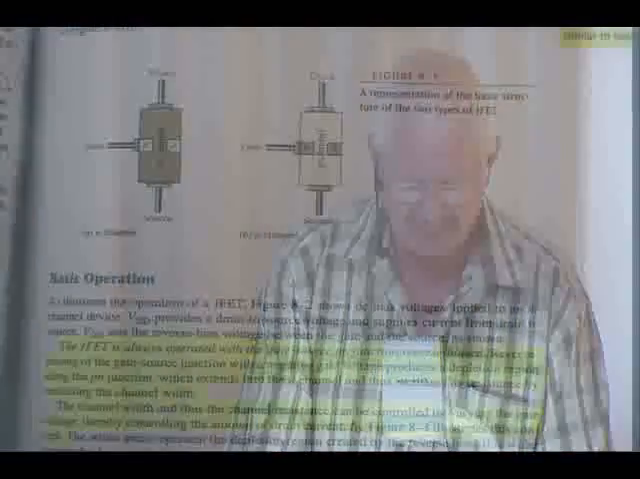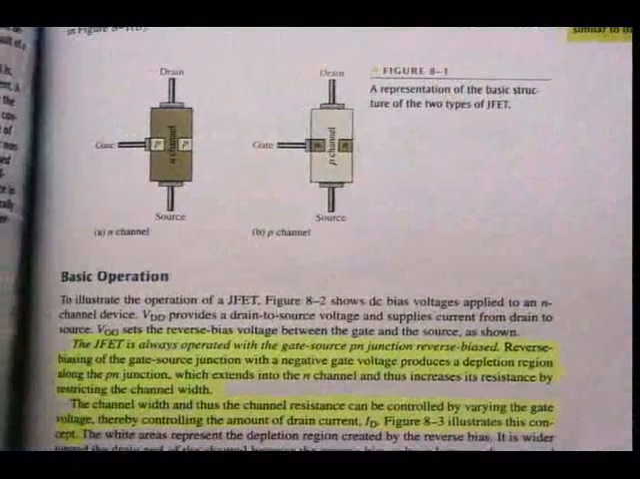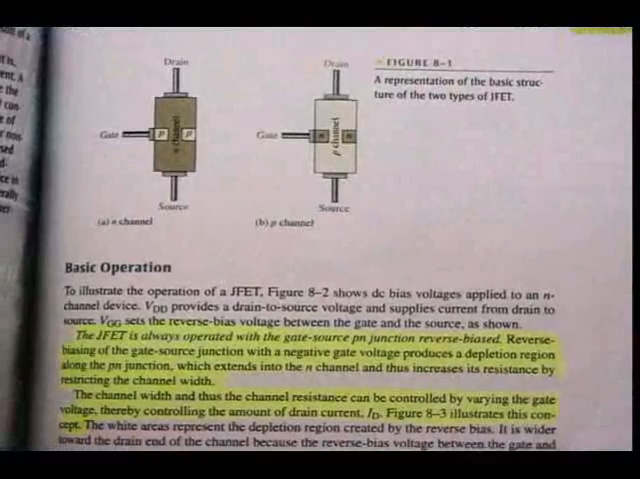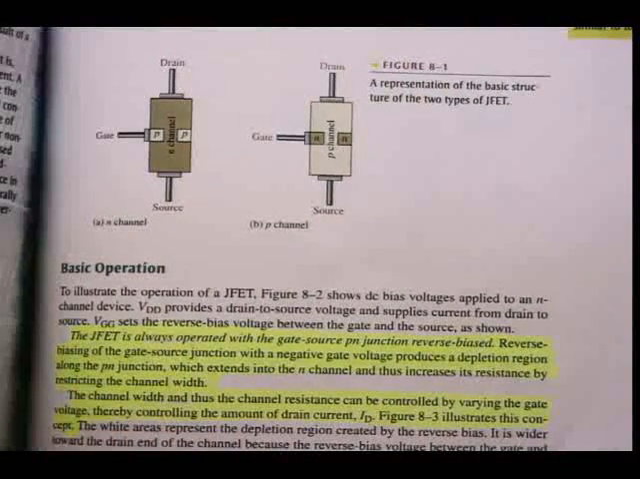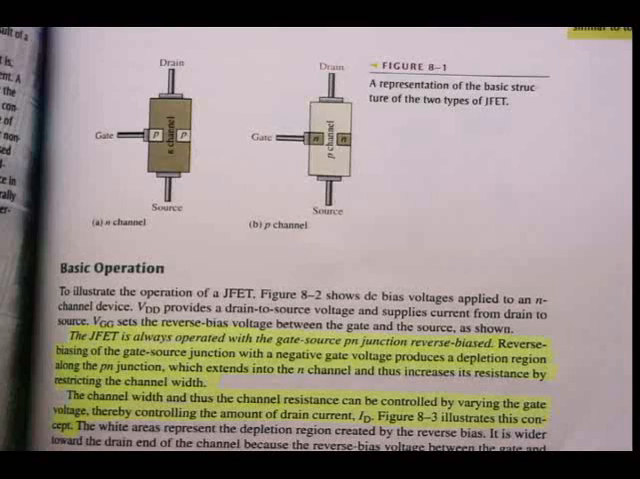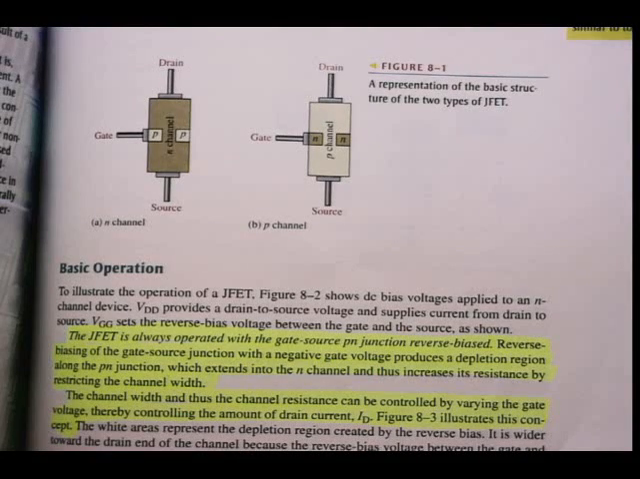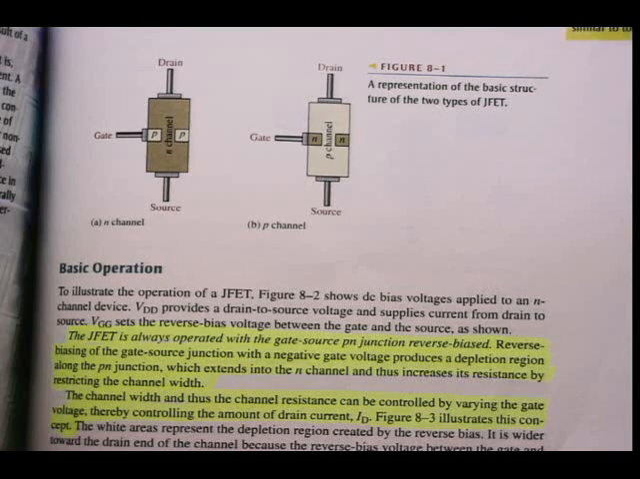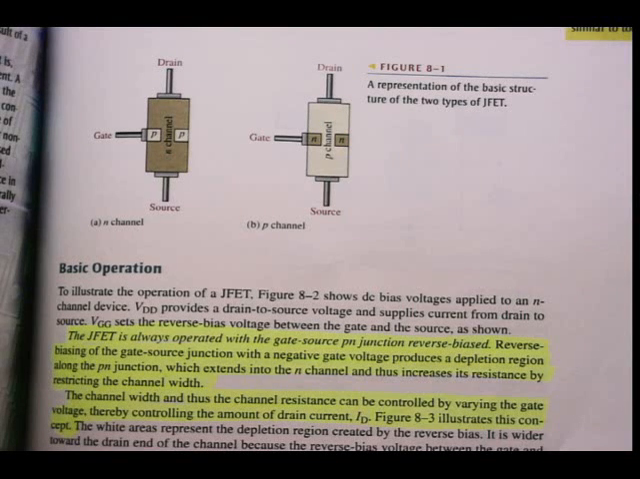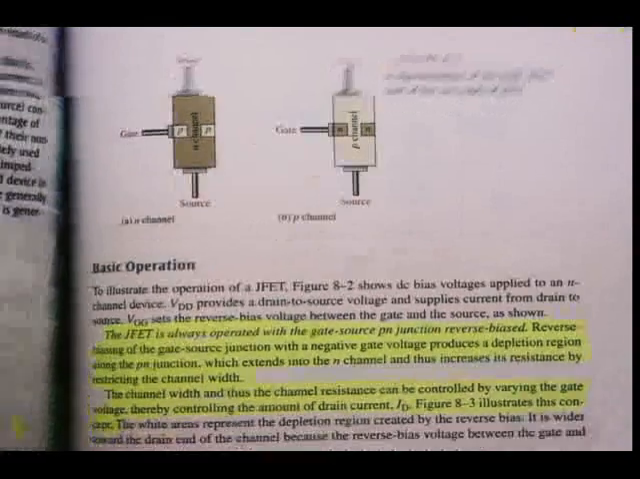Basic operation. Just below figure 8.1, you can underline this as this is very important. The JFET is always operated with a gate source PN junction reverse biased. Reverse biasing the gate source junction with a negative gate voltage produces a depletion region along the PN junction which extends into the N channel and thus increases its resistance by restricting the channel width. Let's have a look quickly how that works.